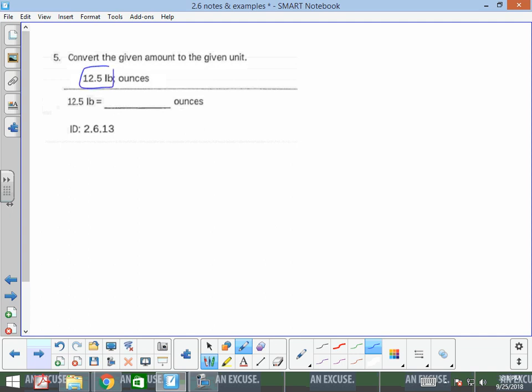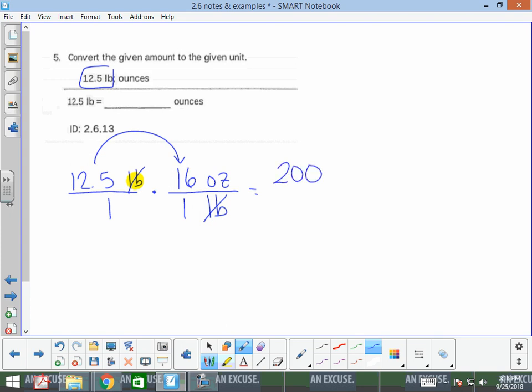So again, 12.5, and that is pounds, LB, over 1 times the conversion factor on the back of your sheet. 1 pound is 16 ounces. Pounds is on top, so I want pounds to be on bottom. Okay, OZ is ounces. So cancel out the pounds, top and bottom. Multiply 12.5 times 16. This is where you can use your calculator, and you get 200 ounces on top, and on the bottom it's just 1 times 1, so that's 200 ounces. Okay, all right, that's one like number 5 on your homework.